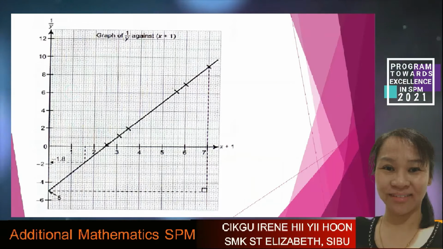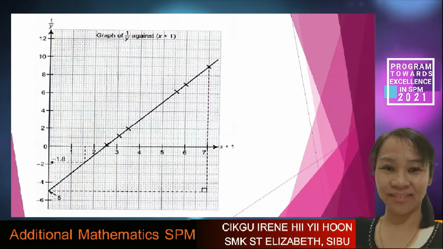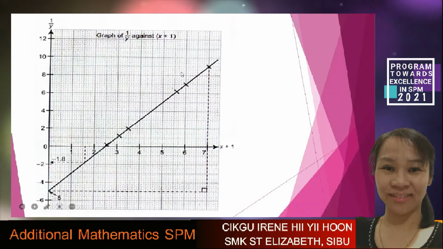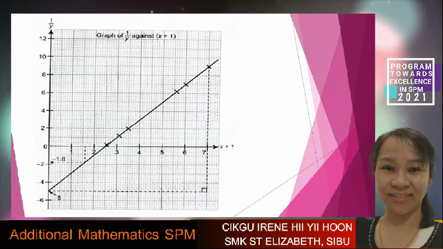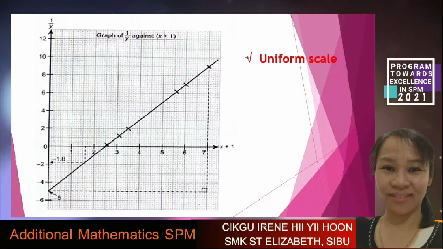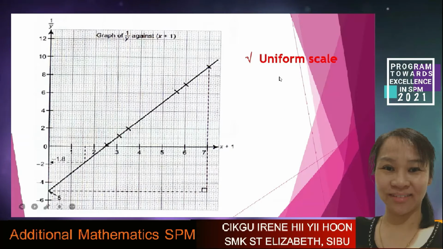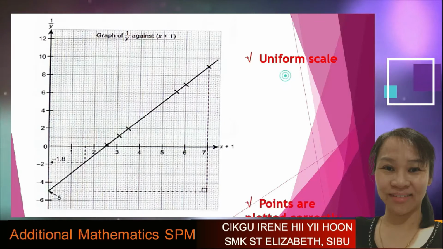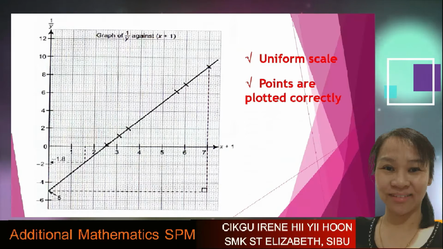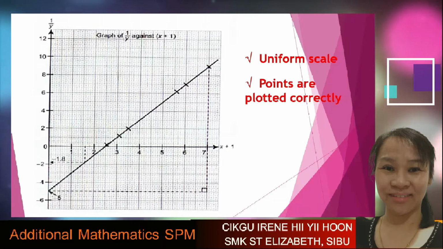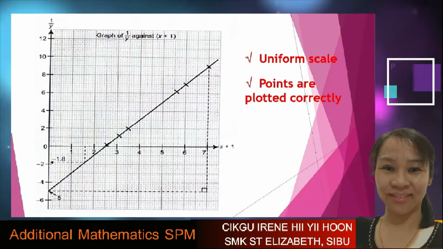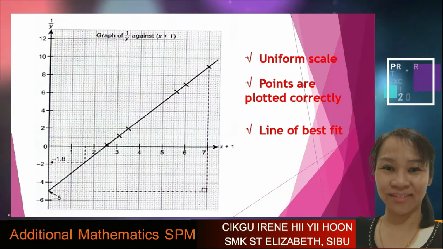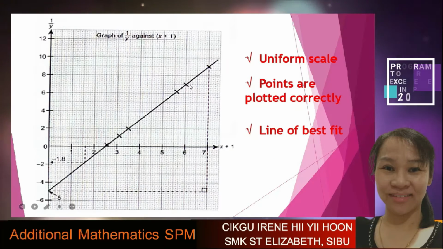So now let's look at the graph plotted. The graph is plotted based on the values in the table. When we are plotting the graph, make sure that the uniform scale is used. The second one, the points are plotted correctly. And then the third one, a line of best fit is drawn on the graph.